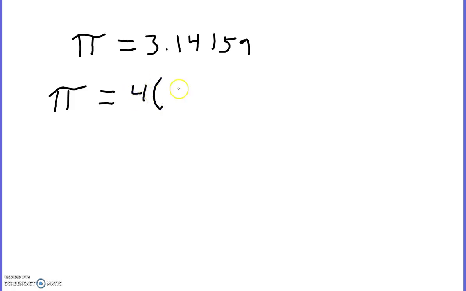4 times 1 minus 1/3 plus 1/5. It's actually a really simple pattern. Minus 1/7 plus 1/9 minus, and so on and so forth. What we're doing here is alternating signs. So you'd go minus plus, minus plus, minus plus. And this has to go on and on indefinitely, infinitely long.